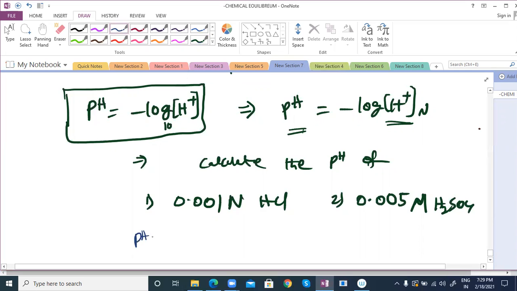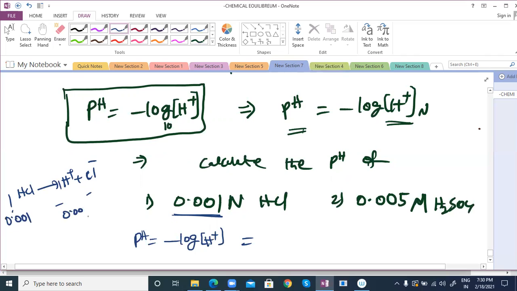So just write the basic formula: pH equals minus log H plus. So how much is the H plus concentration here? This is nothing but H plus only, because 1 mole HCl will give 1 mole H plus and 1 mole Cl minus, the balanced equation. If this is 0.001, this also is 0.001 only. So the concentration here is nothing but moles per liter, or normality. How much will you get here? Minus log, can I write 10 power minus 3?